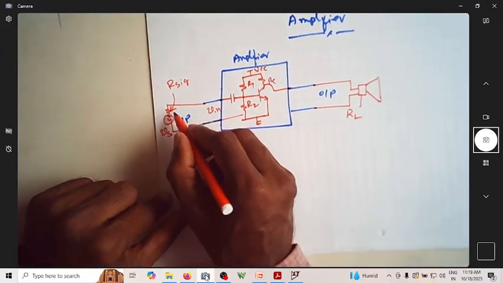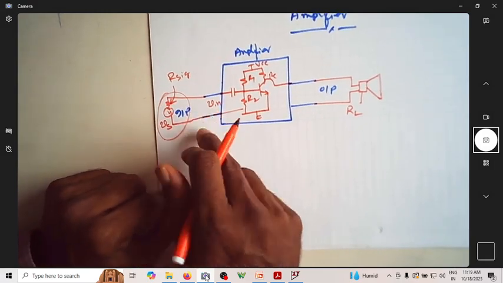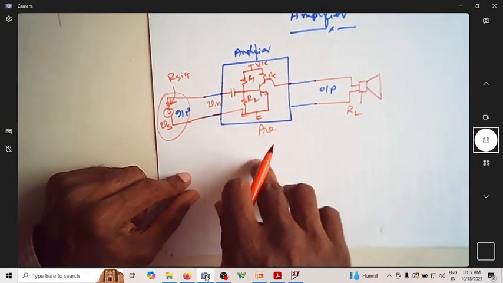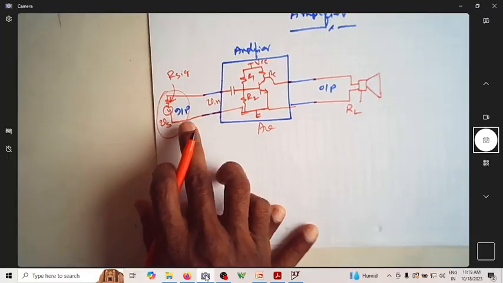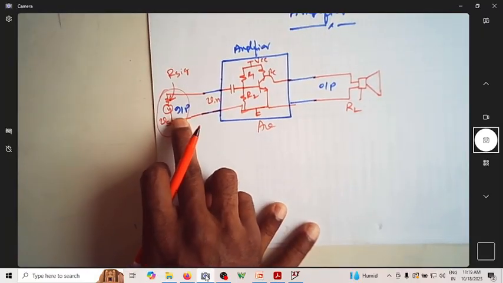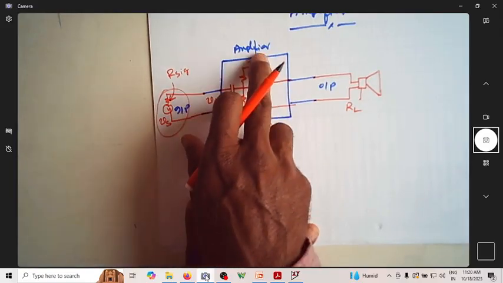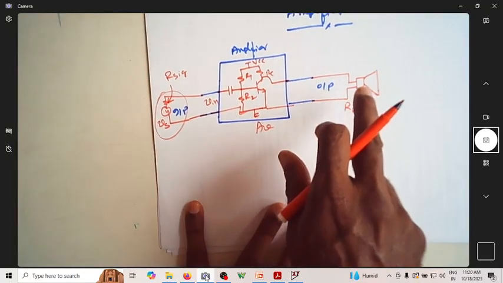Now this AC signal has to reach this amplifier first, and then it needs to be amplified by AV times, and after amplification it should reach the load. You see, now you have a signal having some source impedance. First it should reach the amplifier and then be amplified by AV times, and this has to further reach the load.